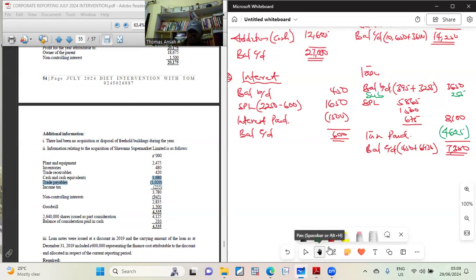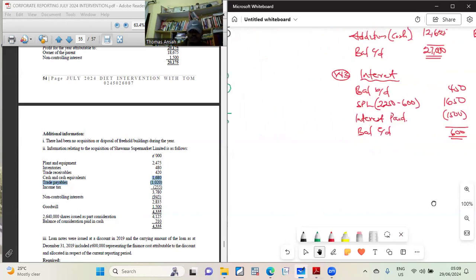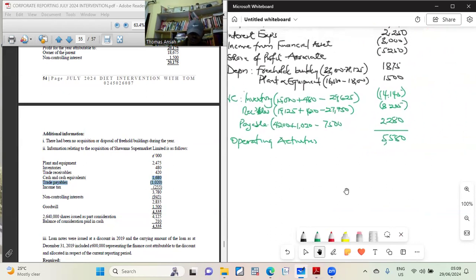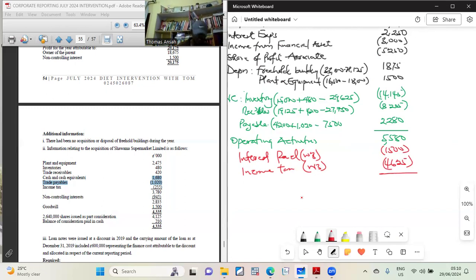So we go into our cash book straight in, workings 3,005 and 4,625. So straight. So first interest paid, workings 3,005. Income tax, workings 3 also, that is 4,625. Still have it. So now we are done here. So I have 5,580 minus 1,005 minus 4,625. That gives me negative 545. All right, that is my net operating activity.